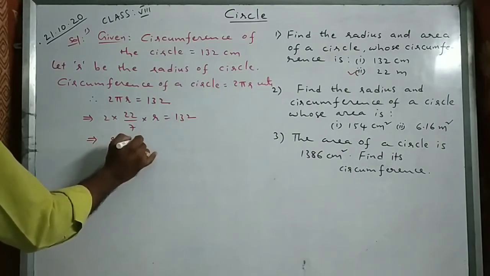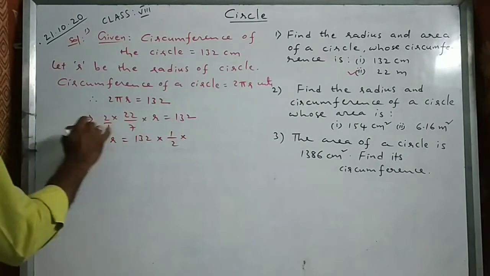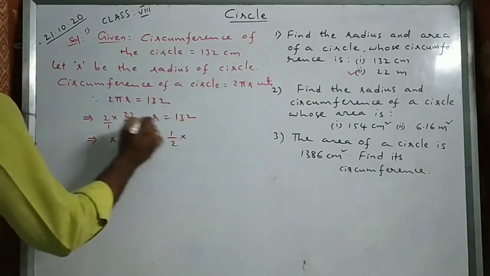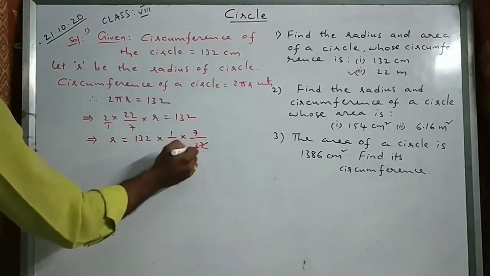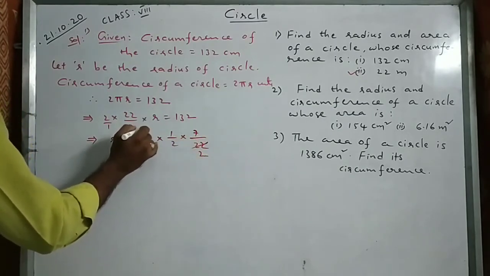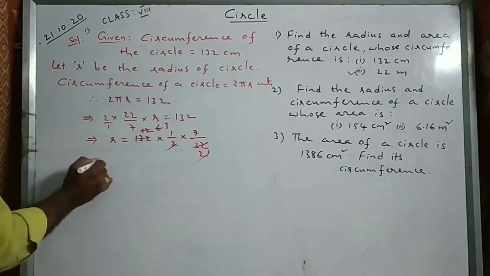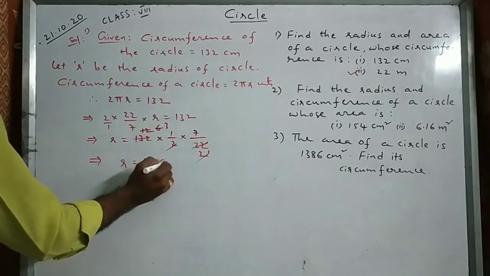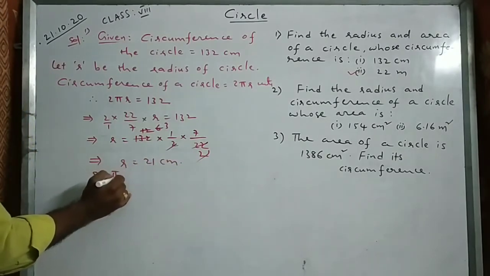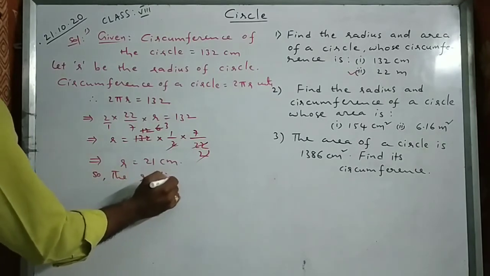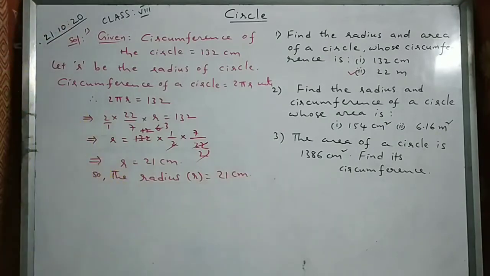How? 132 into 2 by 1 will be 1 by 2, transposing to the RHS. 22 by 7 will be 7 by 22. Okay? You can cancel it. 11 2s are 22, 11 1s are 11, 2 6s are 12, 2 3s are 6. So r equal to 7 3s are 21 cm. What is r here? So the radius we got it. The radius r equal to 21 centimeters.